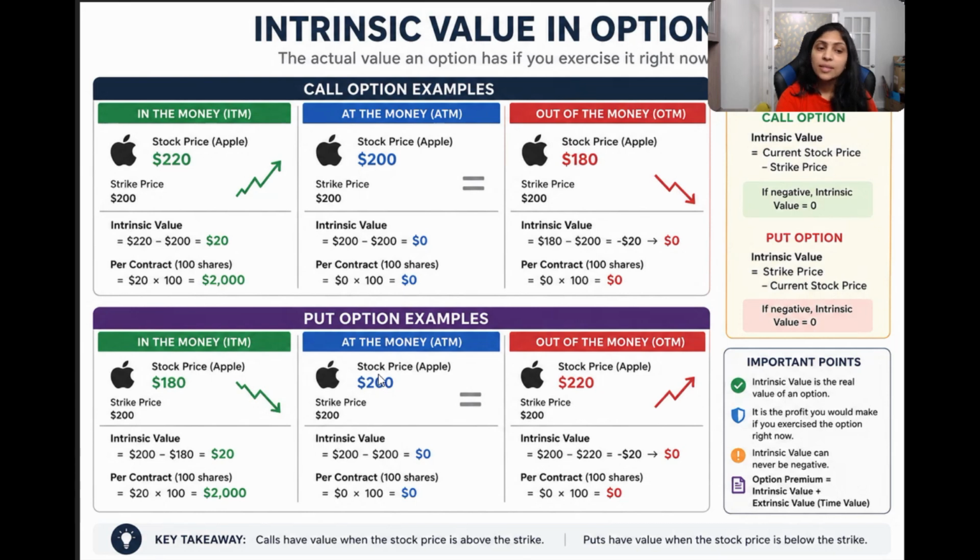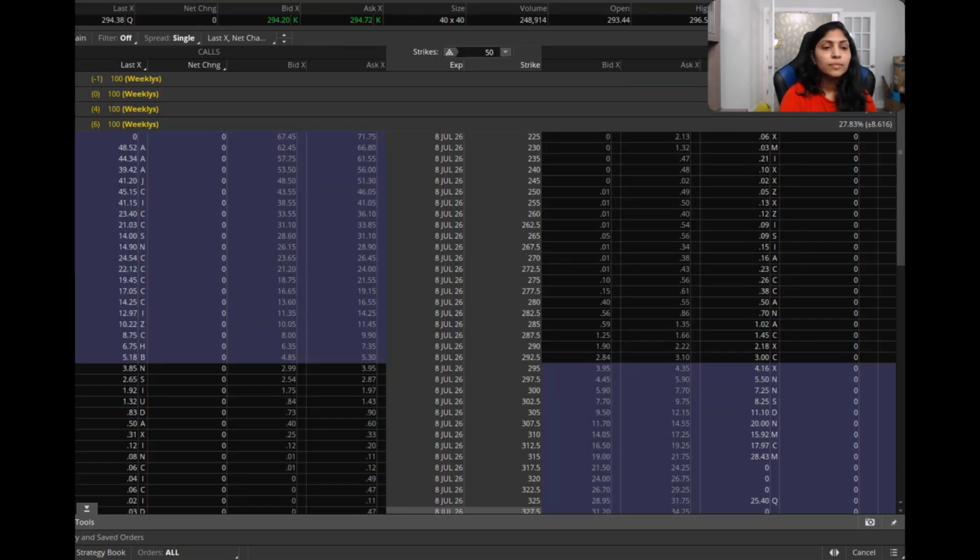At the money, like before, stock price and strike price are both the same, so the intrinsic value is 0. And out of the money, the stock price is 220 and the strike price is 200, which is lesser than the stock price. So 200 minus 220 equals minus 20. As I mentioned, there is no negative intrinsic value, so it will always be 0 if it is anything less than 0. So this is how you calculate.